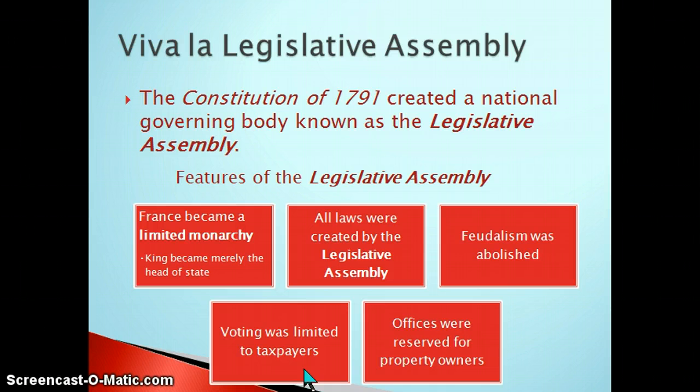The ties to feudalism were absolutely abolished. Voting was limited to taxpayers, so here we have the answer to that question of who gets the right to vote. And offices were reserved for property owners. And this kind of goes into the question of what exactly should a republic consist of and who should have the right to vote.